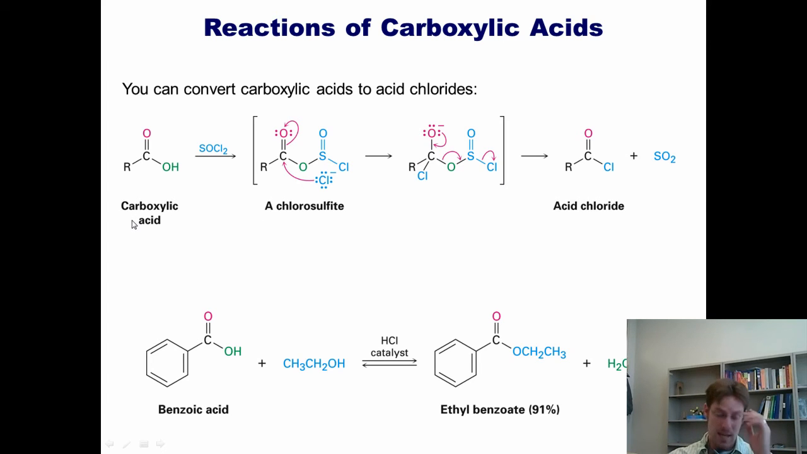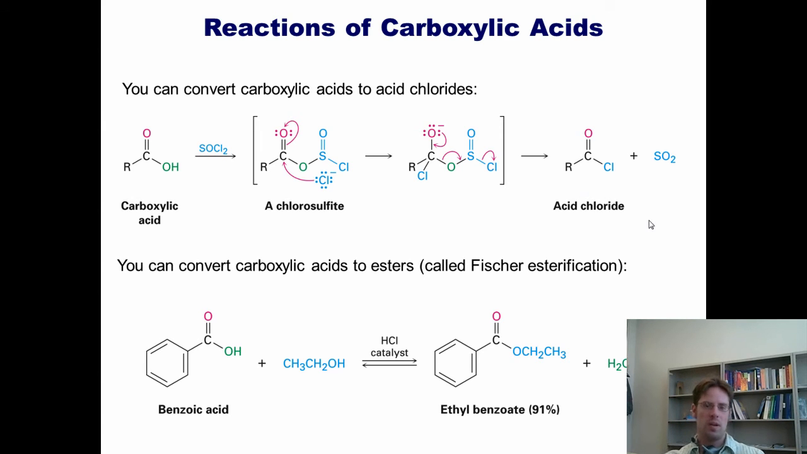Thus, you can take a carboxylic acid and you can convert the OH into a Cl if you treat it with SOCl2. For this particular reaction, I am not going to require you guys to know the mechanism. I do, however, want you to know the conditions to convert a carboxylic acid into an acid chloride. And remember, those conditions are SOCl2.